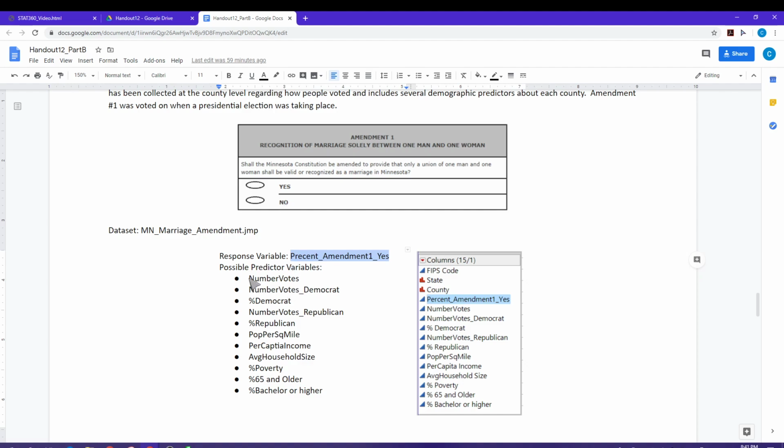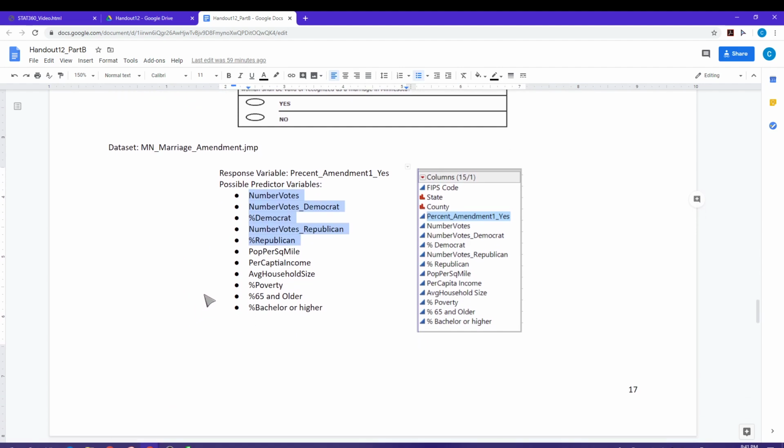So what are the predictor variables that have been gathered? We got some that are related to just how people voted. This vote was actually during a presidential election, so we have information like what percent of the people in that county voted Democrat, and what percent voted Republican. So we got some characteristics that are related to voting, and then I also have characteristics that are related to the demographics of the counties.